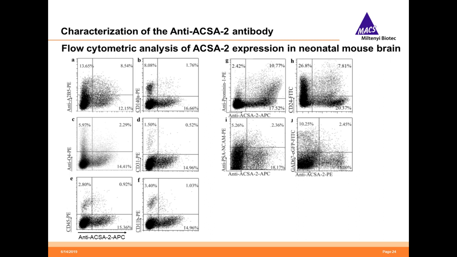So the next slide shows the flow cytometric analysis of AXA2 expression in the neonatal mouse brain. And in A and B, it's shown that 40 to 50% of A2B5 positive cells show AXA2 expression, which shows that glial-committed precursor cells express the AXA2. But on the other hand, O4 positive oligodendrocytes, CD31 positive endothelial cells, and CD45, CD11b positive microglia show no expression of AXA2. So in G, we see that the majority of prominin positive cells, so more than 80%, show AXA2 expression in the neonatal mouse brain, as these are very early cells, so progenitors.